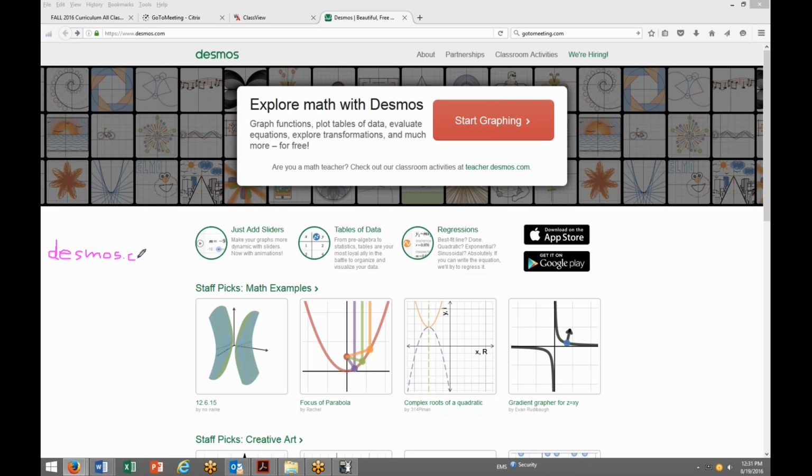Desmos.com. Okay, that's it. That's the website. And when you go to that, you type in desmos.com. This is what comes up. This is their home page. And then you simply click on Start Graphing.